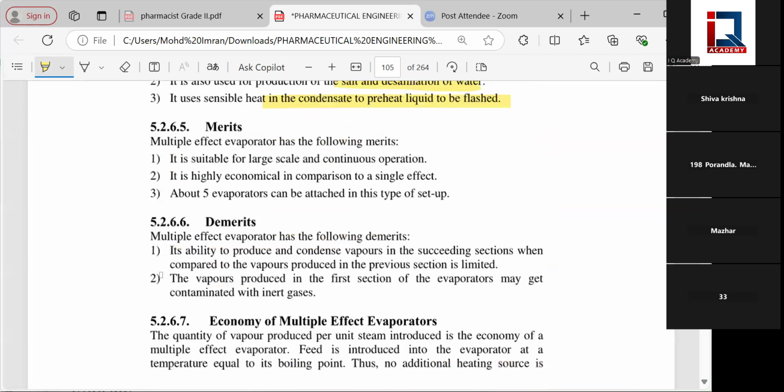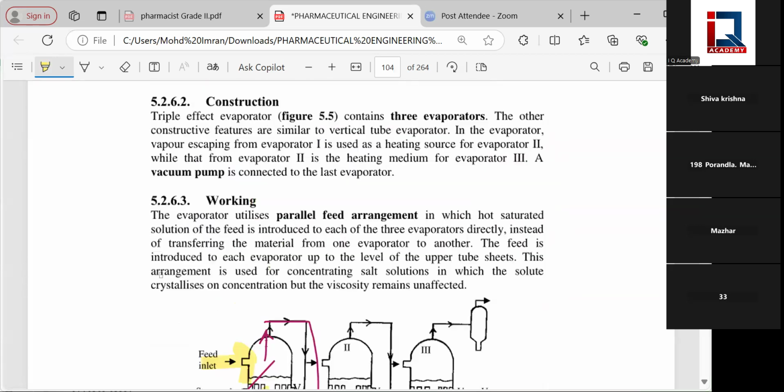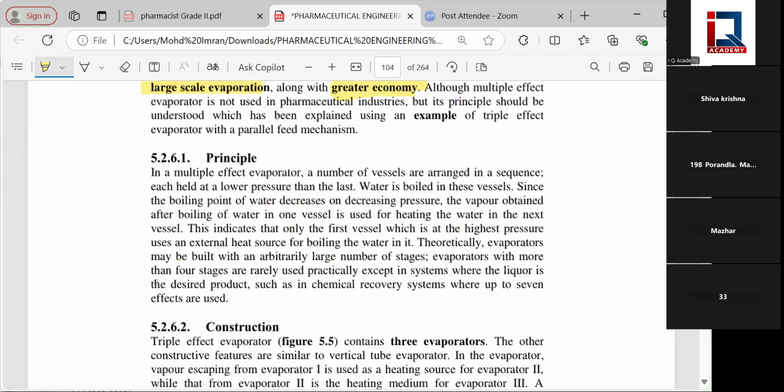So this is about multiple effect evaporator. Principal construction is very simple. Have a look, a fast look. Ma'am is waiting, anatomy ma'am.